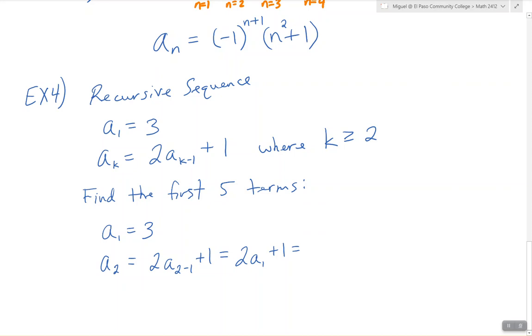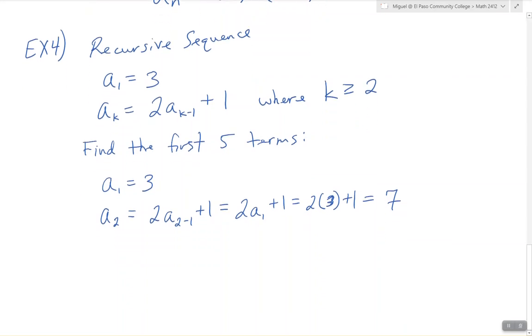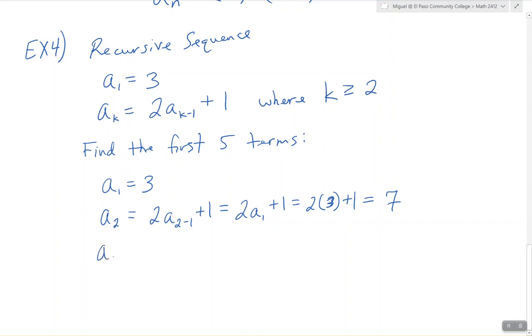And notice here, we need this previous term. We're looking for A sub 2, but we need A sub 1 to find it, right? So that's why they gave us this in the beginning. That's 3. 2 times 3 plus 1. So the first term is 3, second term is 7. And then we do the same thing to find the rest.